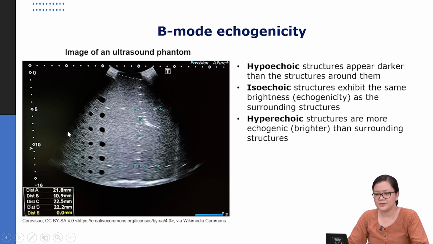There are also structures in this phantom that are less echogenic. So these are more of less or hypoechoic structures.